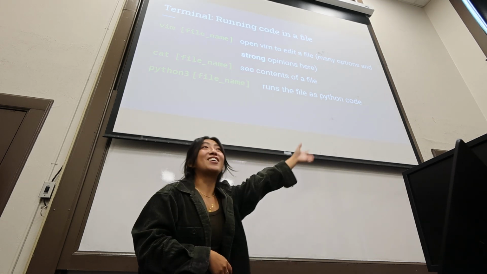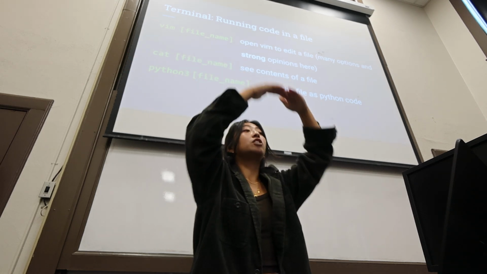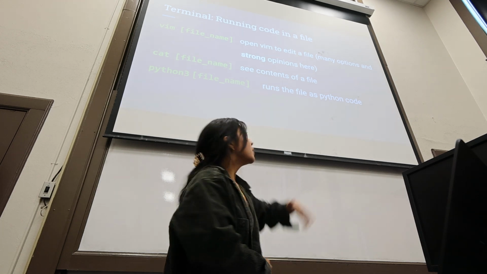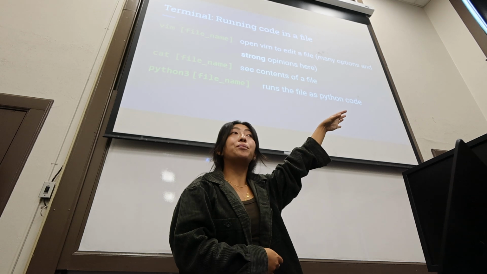If you just want to see the contents of the file, you would do cat, space, and then the file name. Then you would see in your terminal what it would look like. And if you wanted to run a file, so run a Python file, you would do python3 and then the file name.